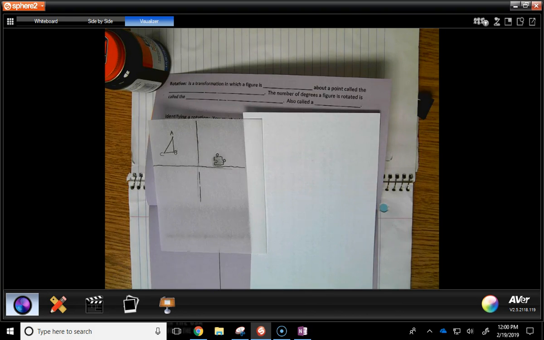Ryan, what should this shape be if I turn it 270 degrees? Oh, I'm so dumb. I just put the football.